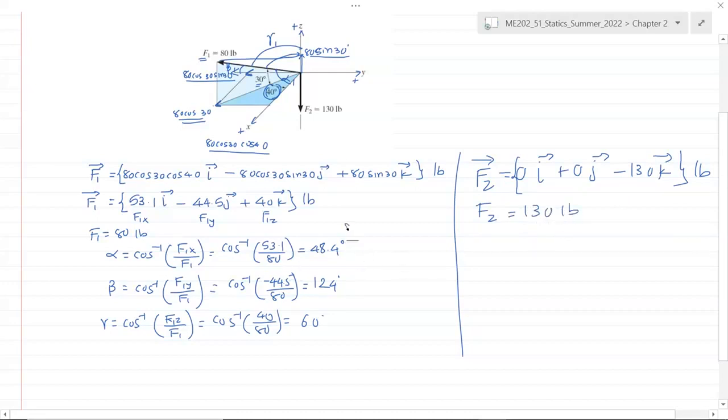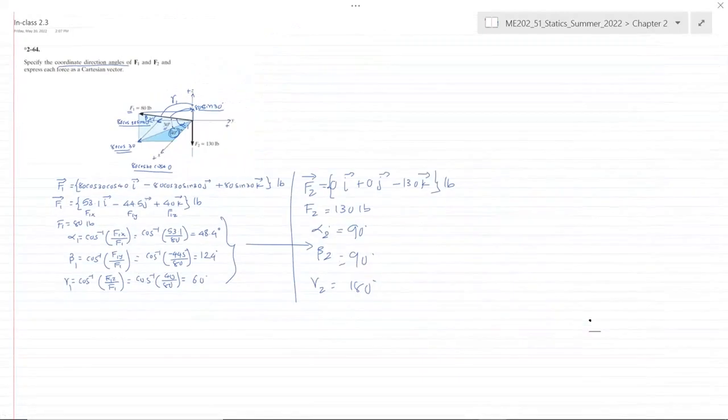Now you can do the same thing. You apply similar equations here for F2 and calculate. Let's label them alpha 1, beta 1, and gamma 1. So this will be alpha 2, beta 2, and gamma 2. Okay, you can calculate in the same fashion. Just 0 divided by 130, 0 divided by 130, and minus 130 divided by minus 130. So you can pause the video and try to calculate these angles yourself. The correct answers are 90 degrees, 90 degrees, and 180 degrees. That's it.